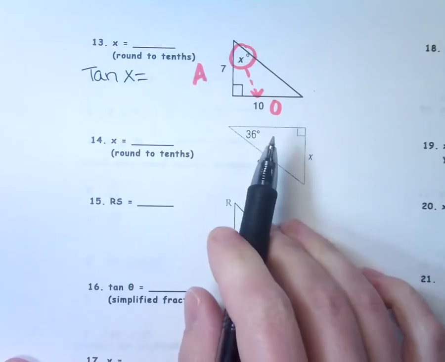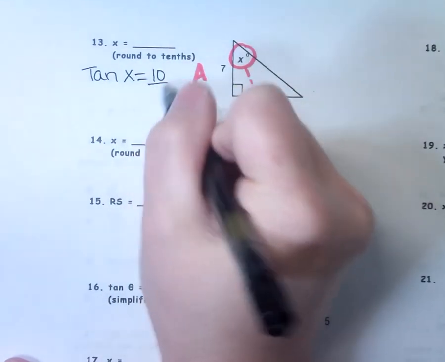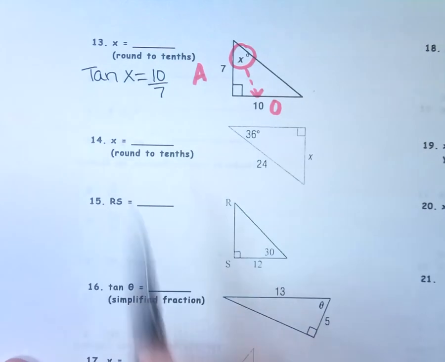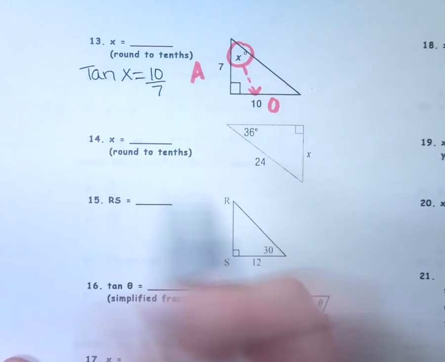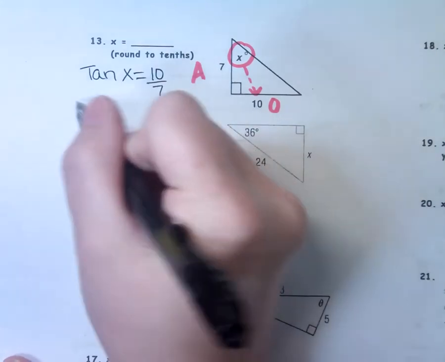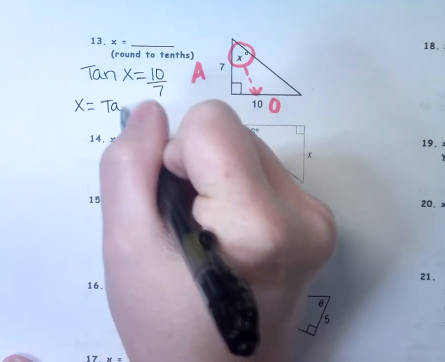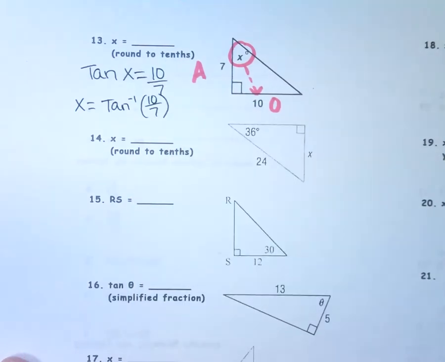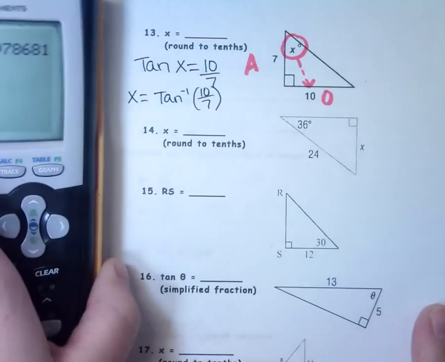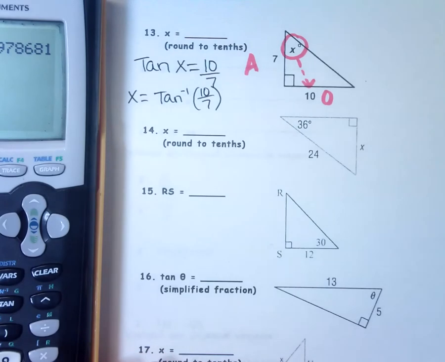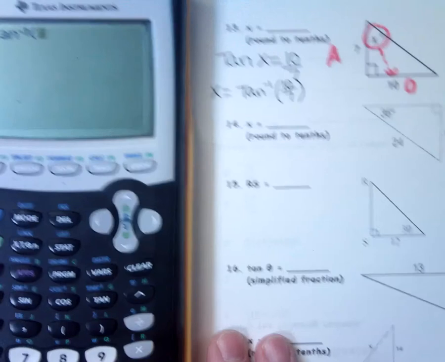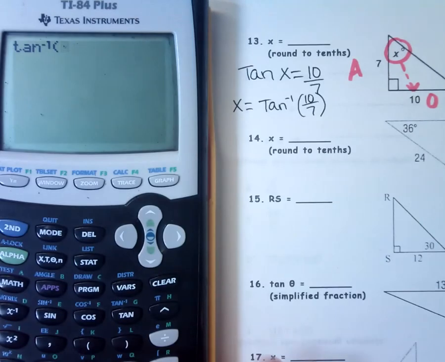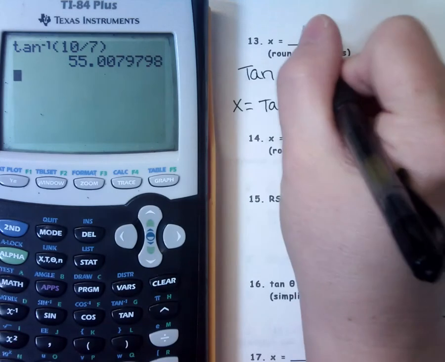So it's the tangent of the angle, which is x. Tangent is opposite over adjacent. If I want to get x by itself, I have to remove the tangent, so this is when we do the inverse. So x would be the inverse of tangent of my 10 over 7. Okay, all I have to do is put that in the calculator. So to do inverse tangent, I'm going to go second tangent. And after I do second tangent, I'm going to put in 10 divided by 7. And if I round to the nearest tenths, that's just 55.